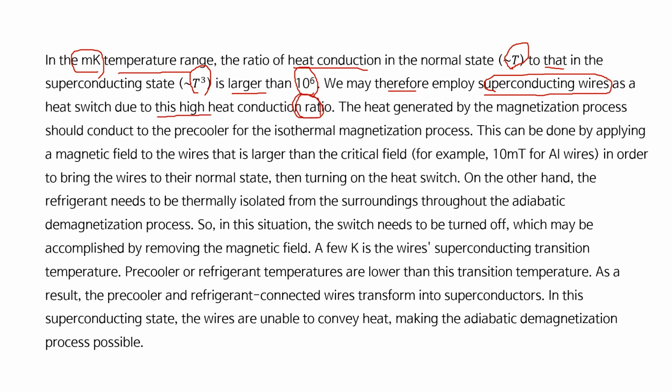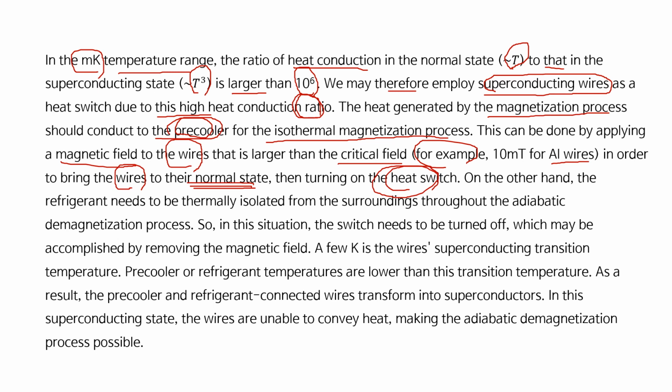The heat generated by the magnetization process should conduct to the precooler for the isothermal magnetization process. This can be done by applying a magnetic field to the wires that is larger than the critical field, for example, 10 millitesla for aluminum wires, in order to bring the wires to their normal state. So the switch is on, turning on the heat switch.